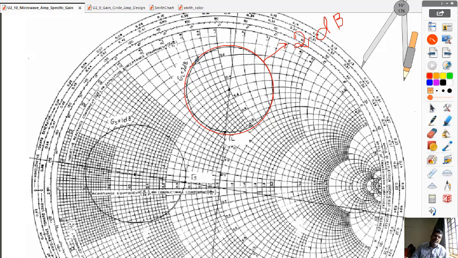We can choose any one of the points among the infinite number of points on it, but it is best practice to choose the gamma L which is very close to the center of the Smith chart. This is the center of the Smith chart. This point is very close to the center of the Smith chart. Therefore, you can choose the gamma L here. This doesn't mean that you should not choose any point on the circumference of the circle far away from the middle of the chart. No, you can choose anything.